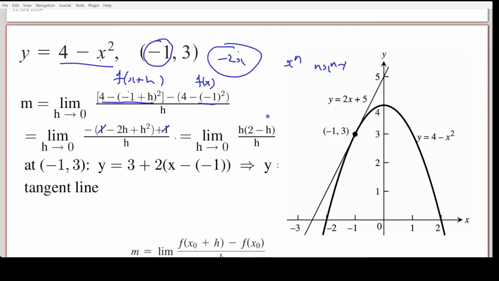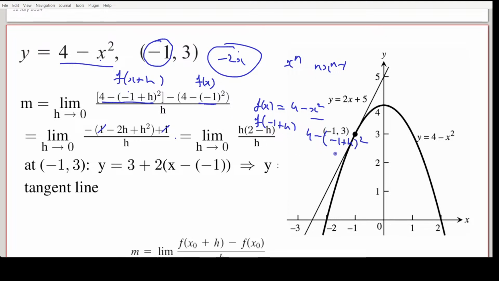Sir, can you tell me how there is 4 minus of minus 1 plus h the whole square? Okay. So, what is f of x? F of x is 4 minus x square. What is f of minus 1 plus h? X replaced with minus 1 plus h, no? Yes, I understood, sir. 4 minus of minus 1 plus h the whole square. You just replace x with this one, right?